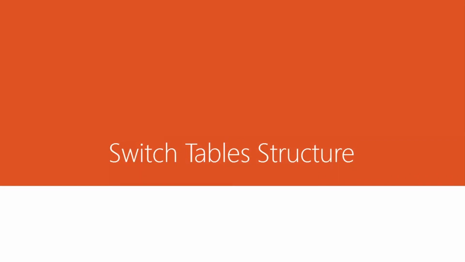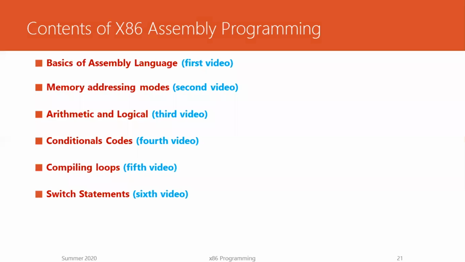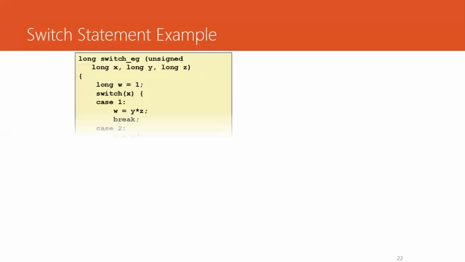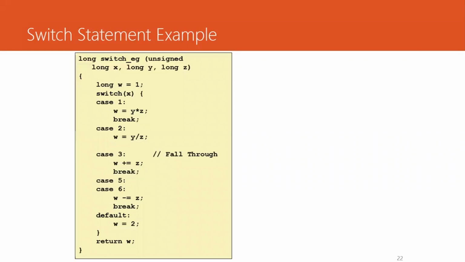Now that we have learned how to work around with conditionals and loops in x86 assembly, let's move on to the last video of this crash course on x86 assembly language. In this video, we learn how to implement switch statements, which requires a little bit more complex logic. Because we already know a lot about control flow related stuff, we are going to directly start off with an example.